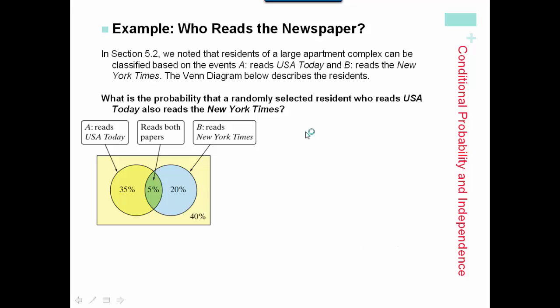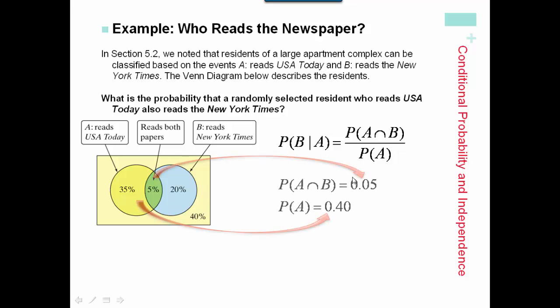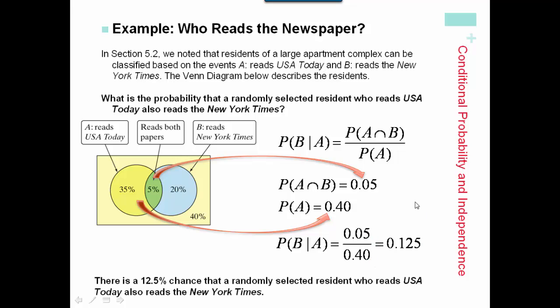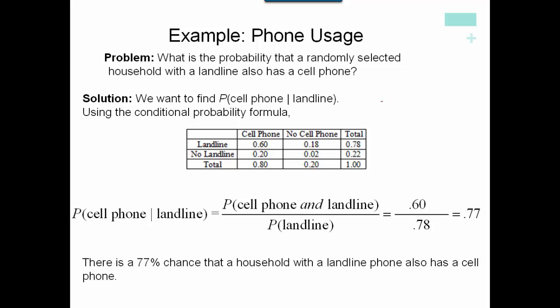What is the probability a randomly selected resident who reads USA Today also reads the New York Times? Probability of B given A. Here's the math. The intersection is 0.05. The probability of A was 40%. That's the whole circle. We divide 0.05 by 0.4 and get 0.125. So 12.5% chance a randomly selected resident who reads USA Today also reads the New York Times.